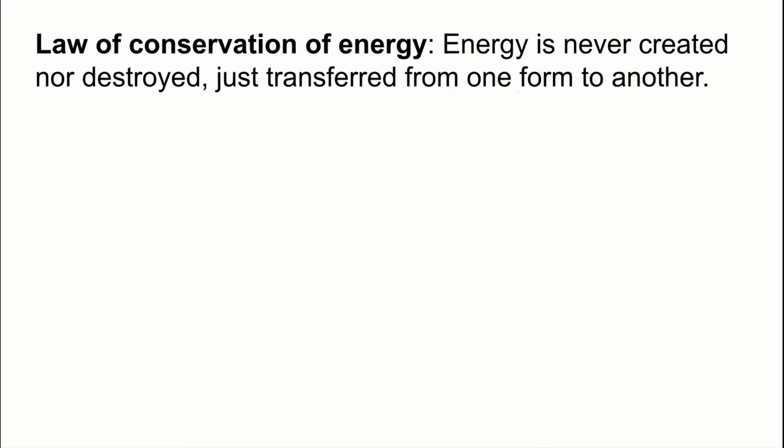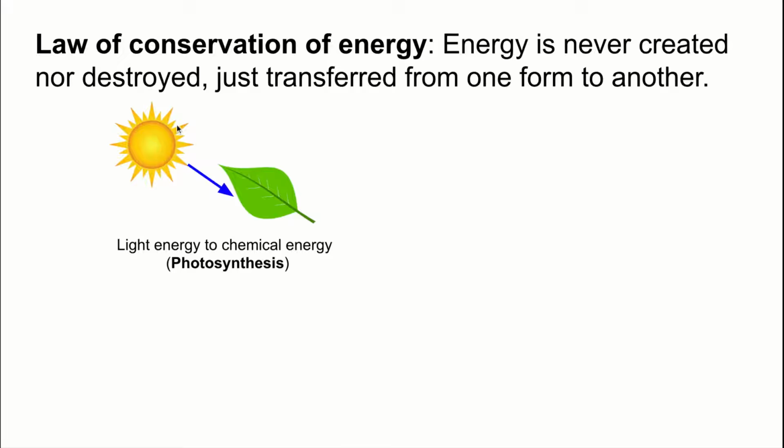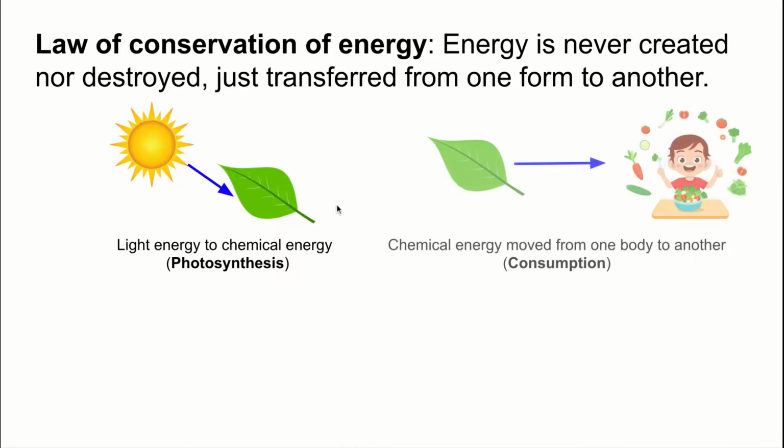Here are some examples. Light energy from the sun is transferred into chemical energy in a leaf during the process of photosynthesis, the topic of today's lecture. Chemical energy, so that energy that was stored inside of the leaf, is maybe not transferred to a different form, but moved from one body to another when an animal like us eats that leaf in the process of consumption. That means eating. We just moved that chemical energy from the leaf into ourselves by eating the leaf.